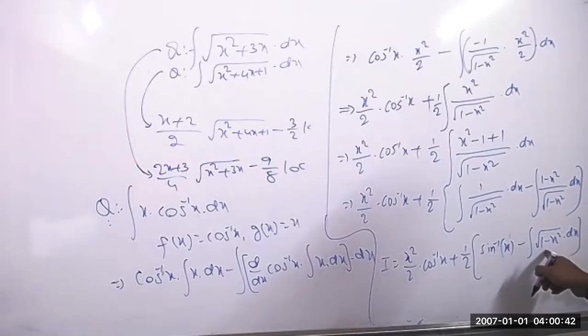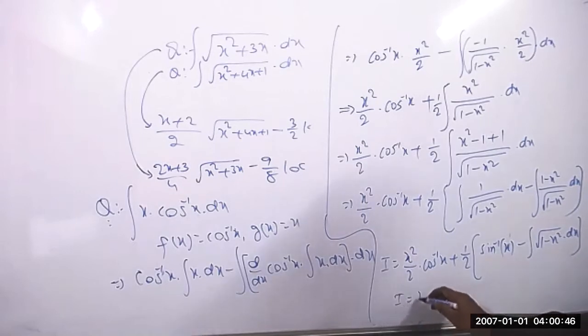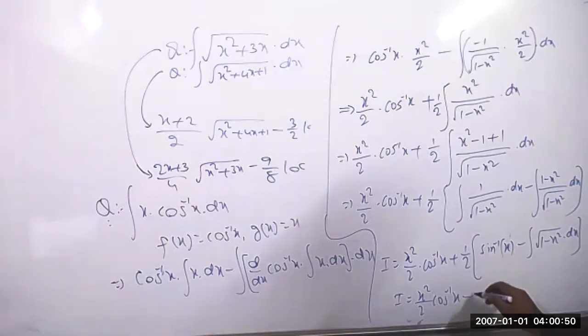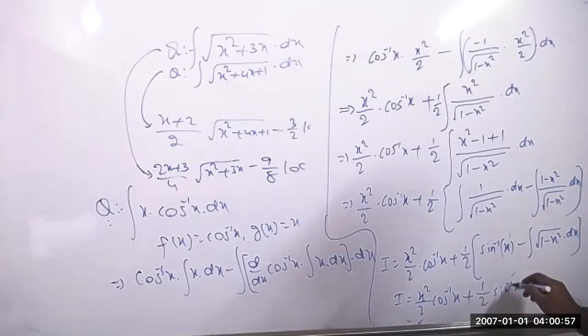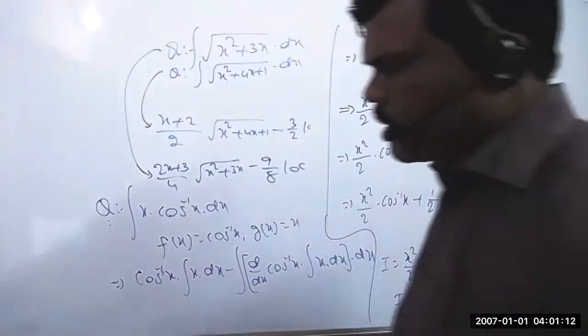And now in this place you can write I. So the value of I equal to x square by 2 into cos inverse of x plus, so multiply this value, 1 by 2 into sin inverse of x. So this is the minus I by 2 plus c. Now minus I by 2 can be transferred to the LHS side.